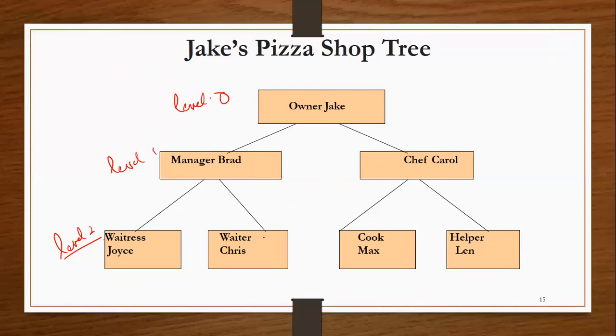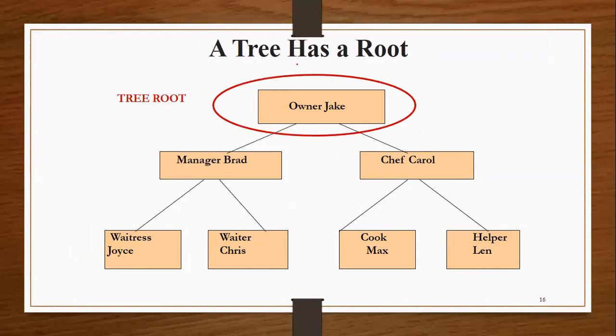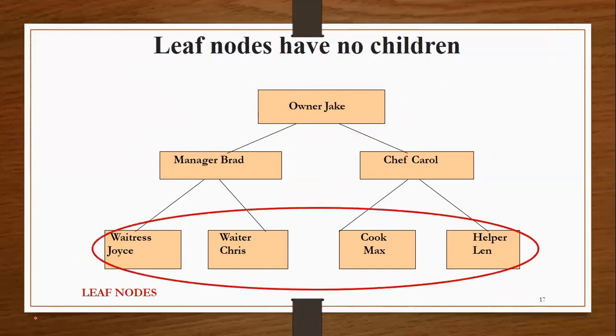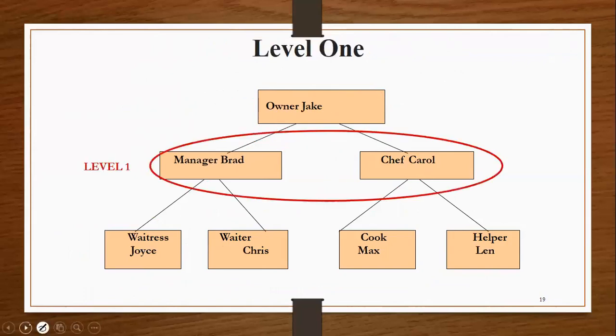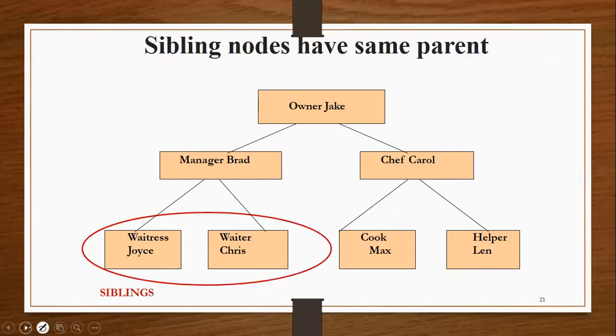Then under the manager we have a waitress and a waiter, and under the chef we have a cook and a helper. Now, this tree has a root which is the owner who runs the cafe or the shop. Then we have the leaf nodes. The people or the employees at the lowest level under whom we have nobody else are the leaf nodes, and in between these are known as the branches. These edges are basically the branches. Now owner, as I said, is at level 0. The next level is level 1, and then we have level 2.